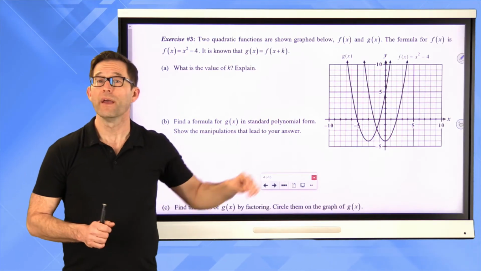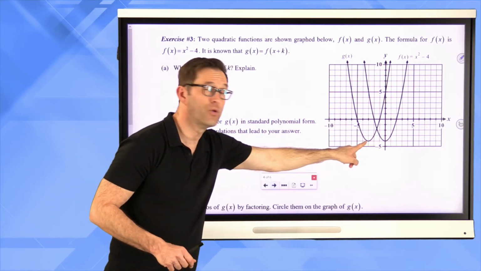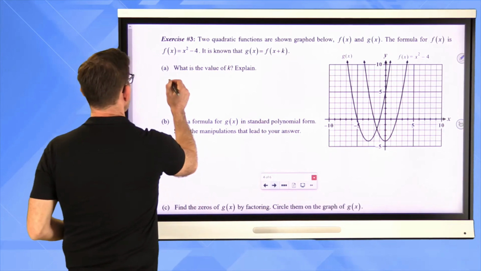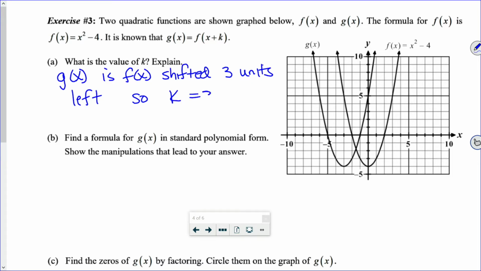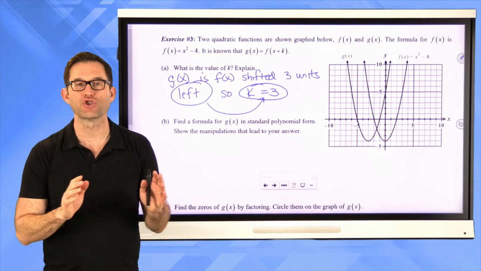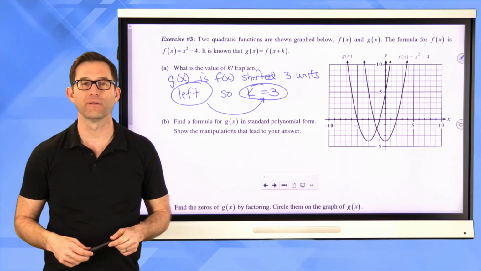All right, well, it's pretty simple. g of x is f of x that's been shifted by 1, 2, 3 units to the left. So g of x is f of x shifted 3 units left. So k is equal to 3, right? Because it's a leftward shift, we are going to add 3 units to make it shift to the left 3 units.